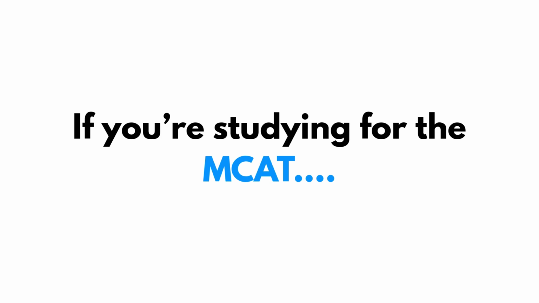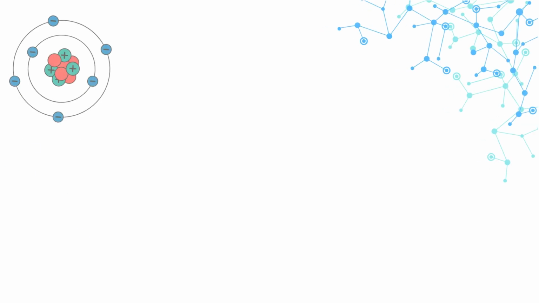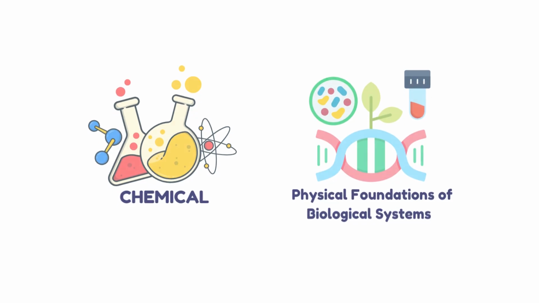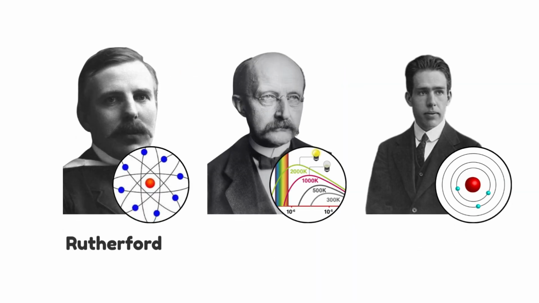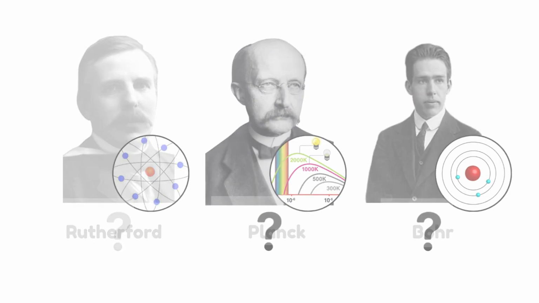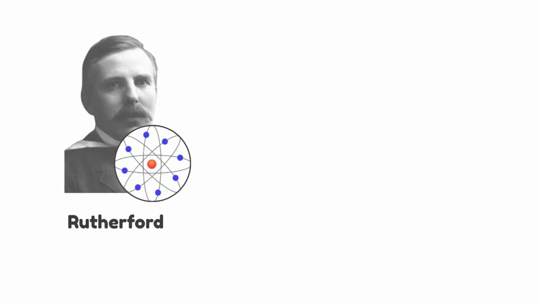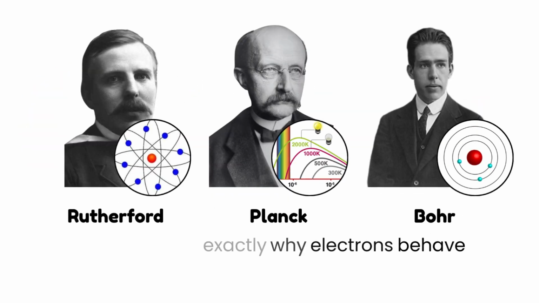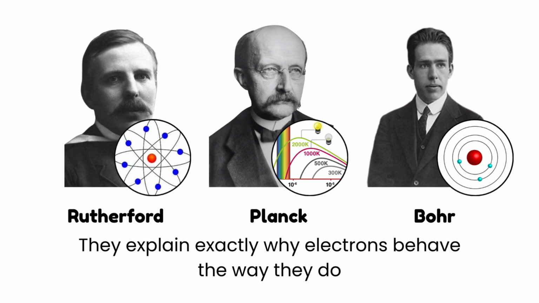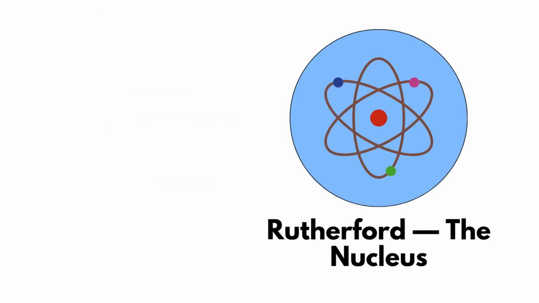If you're studying for the MCAT, this one's important. Atomic structure is tested in the chemical and physical foundation section. And three names keep showing up: Rutherford, Planck, and Bohr. Their experiments shaped how we think about the atom, from the nucleus to quantized energy to electron transitions. These models aren't just history lessons, they explain exactly why electrons behave the way they do, and the MCAT loves to test that.